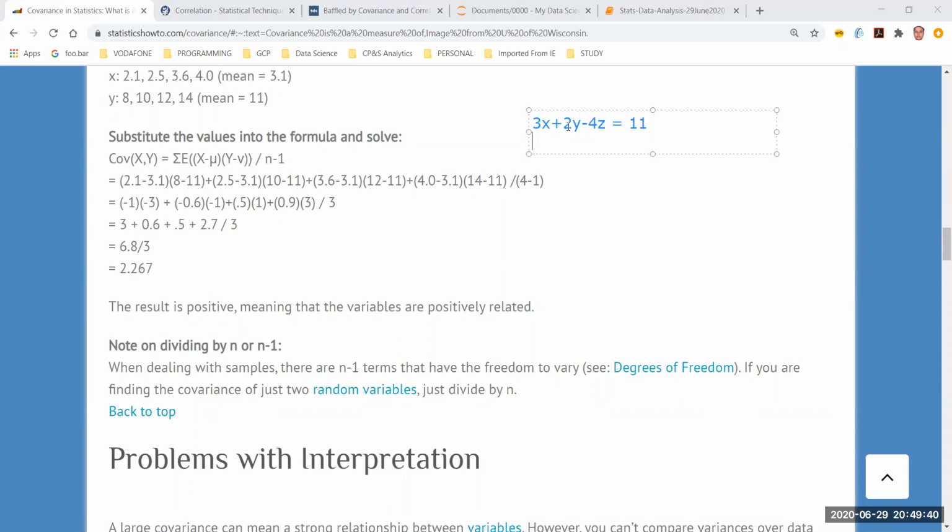So let's write the rest of the two equations. Let's say the second equation is 5x minus 2y plus 9z is equal to 19. And then the third is, let's say, I don't know, 7x plus 2y minus 14z is equal to 25, or maybe 26. Now that I have three unknowns and three equations, I should be able to solve this problem.